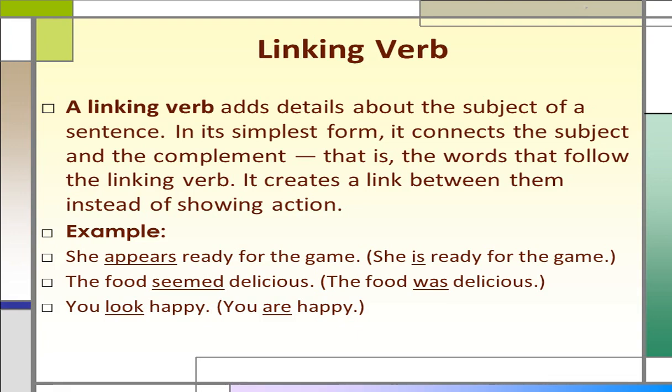For example, she appears ready for the game. She is ready for the game. The food seemed delicious. The food was delicious. You look happy. You are happy.